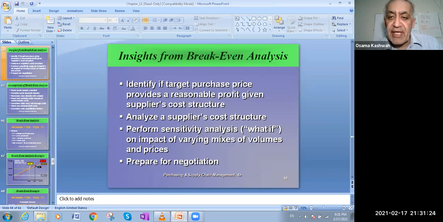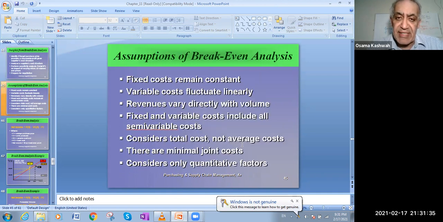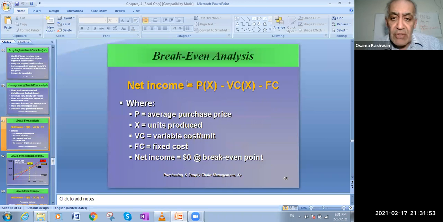Also, insights from break-even analysis. The break-even analysis will tell me the quantity at which there are no losses and no gains. An assumption of break-even analysis is that we have fixed costs which are always the same, but the variable costs increase. The more I increase the production, the more the variable costs will be. So here we have the break-even analysis.